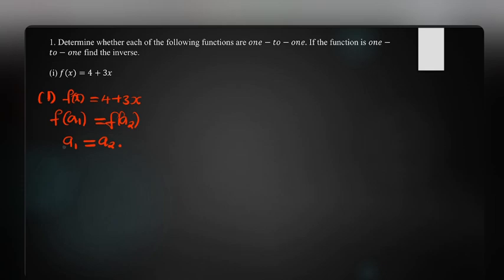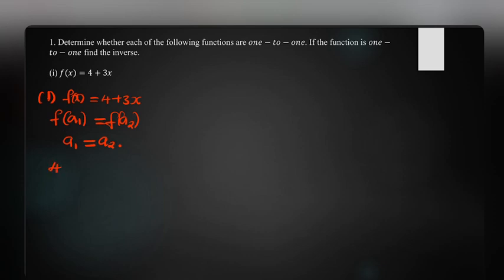Given our question, we'll substitute where there is x with a1, and on the other side you do the same, just substituting with a2. Once you simplify and find that a1 is equal to a2, then the function is a one-to-one function. That's what it means.